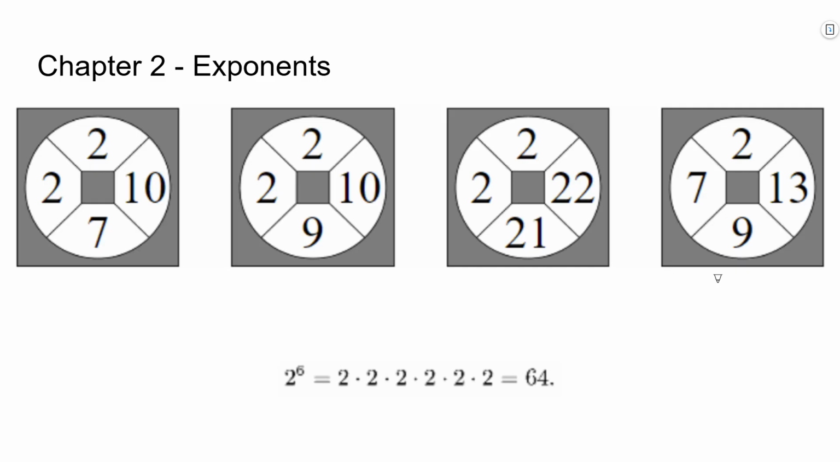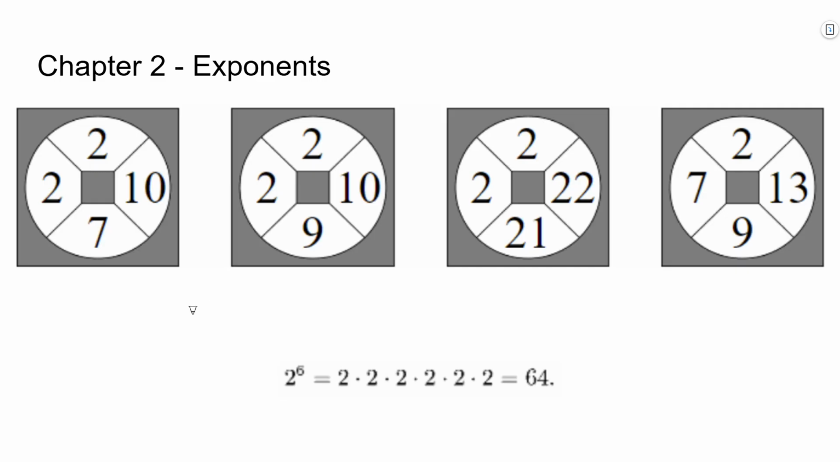All right, and then this last one, there's actually a few solutions to this last one here. The one I like is 9 minus 7 is 2, times 13 is 26, minus 2 would be 24. There's a couple other solutions to this if you want to find the other ones also, if you found a different one. But anyways, jumping into chapter 2, we're going to be talking about exponents.